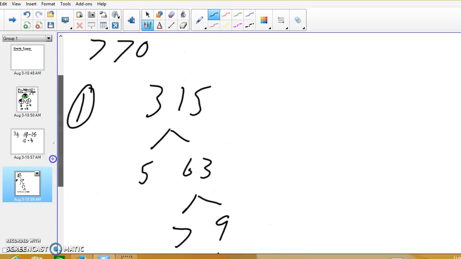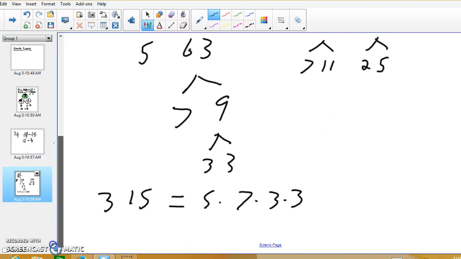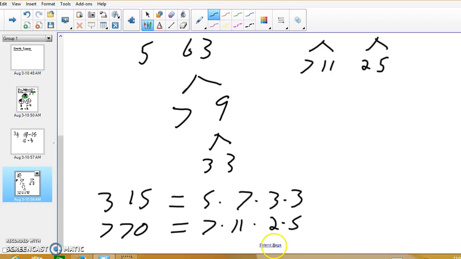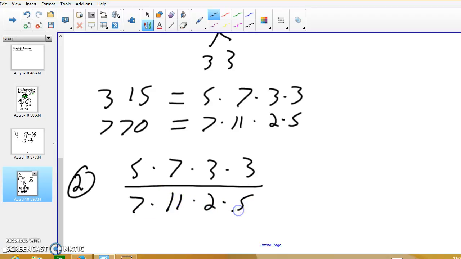Okay, now we do the prime factorization of the other number. So 770. So we're going to pull this down into 77 and 10, 7 and 11, 2 and 5. So our prime factorization for 770 is equal to 7 times 11 times 2 times 5. So that is our first step, is finding the prime factorizations. Our next step is putting the prime factorizations in a fraction form. So that's 5 times 7 times 3 times 3, all over 7 times 11 times 2 times 5.